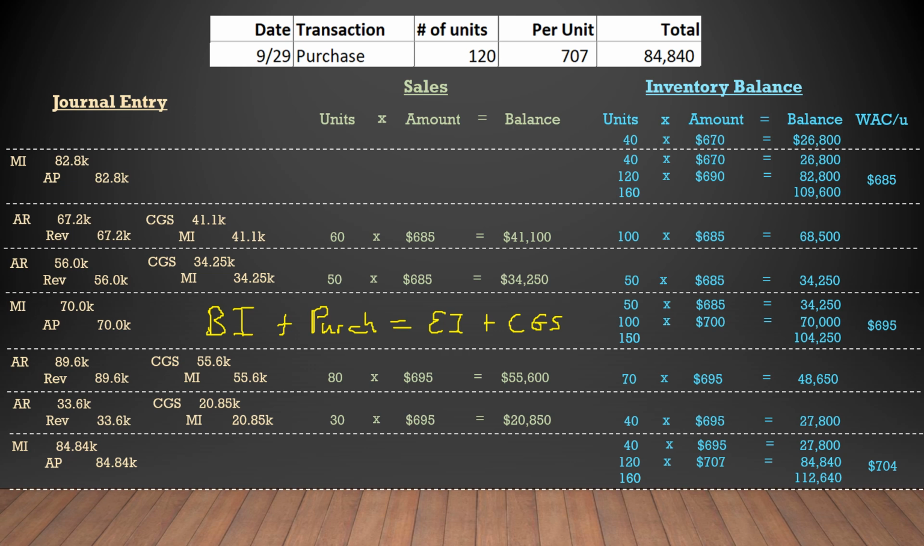Beginning inventory was $26,800. Our purchases consist of $82,800, $70,000, and $84,840. Ending inventory was $112,640.